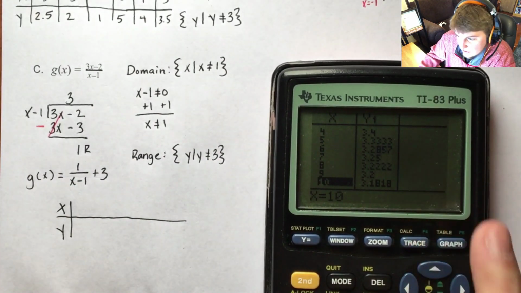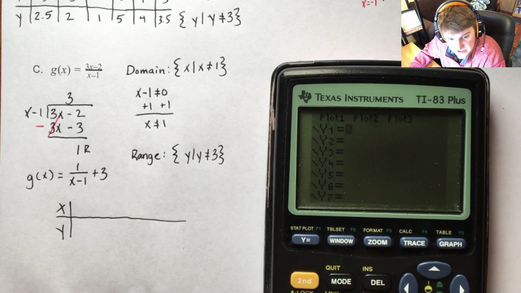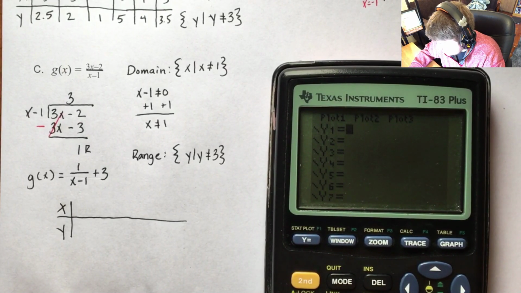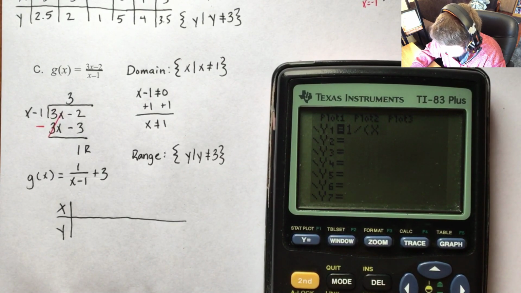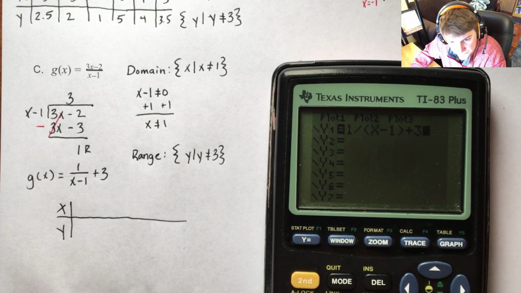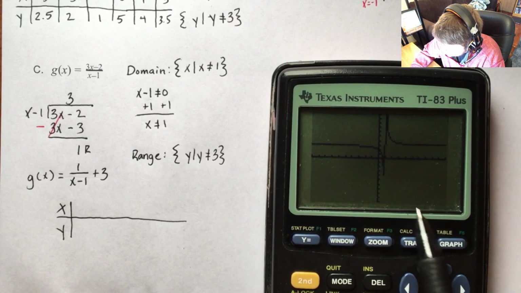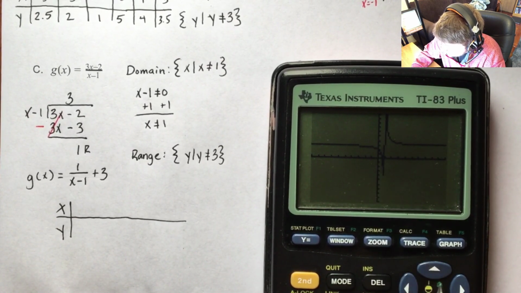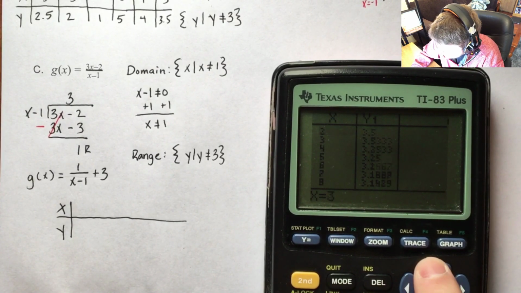And we're going to use the graphing calculator again for this particular problem. Okay, so we're going to say that this is going to be 1 divided by, in parentheses, x minus 1, and then add 3. Okay, this looks good. It does look like it's been shifted up and to the right, so let's get our ordered pairs.